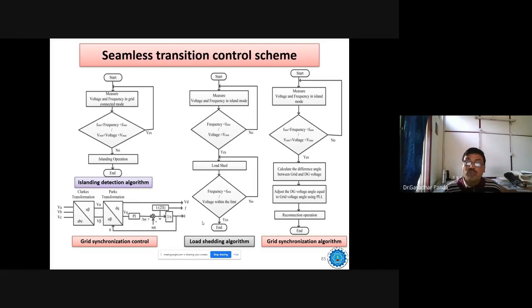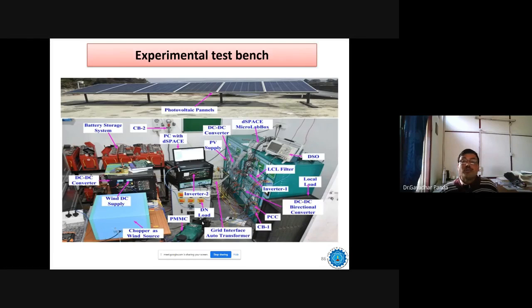If you are going from off-grid to on-grid, you have to go immediately for the grid synchronization. Those things are written here. And this is one of the experimental setups in the laboratory that you can see. Our papers are published. Anyone interested, you can go through it.